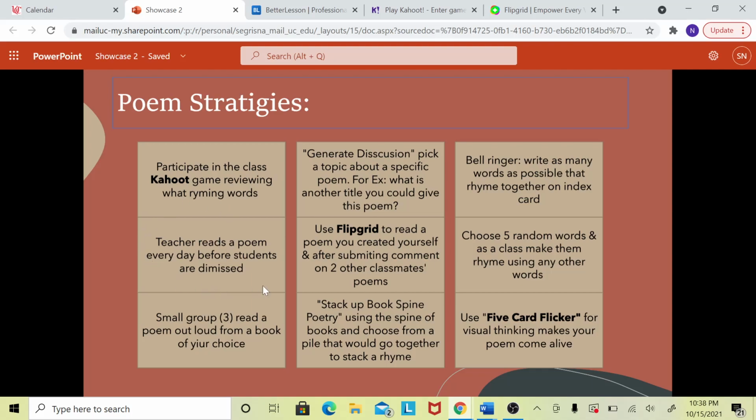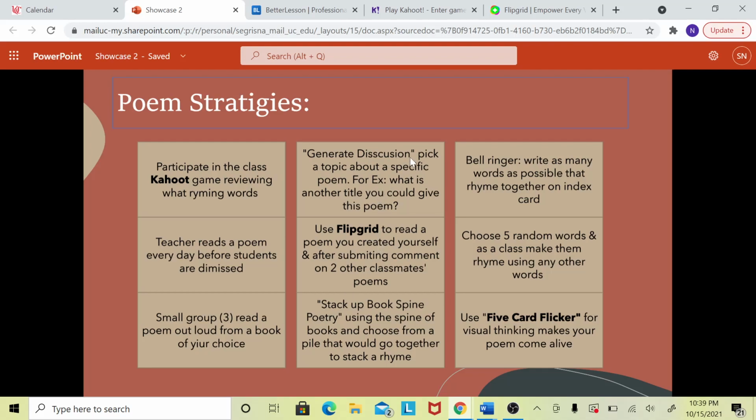And down here, the teacher reads a poem every day before students are dismissed. This is kind of like an exit ticket except for a teacher. So to get students on track, a teacher will read a poem so the students can understand what a poem's supposed to sound like while reading it in front of a class. Down here, a small group reads a poem out loud from a book of their choice. A small group's like 3. It gets the students comfortable with reading in a small group before going in front of the whole class when it comes to that time.